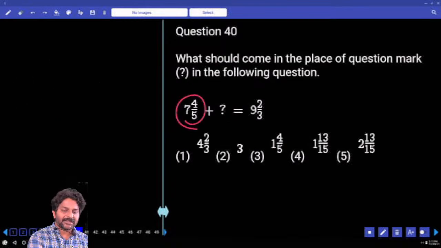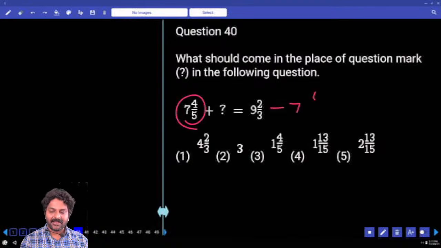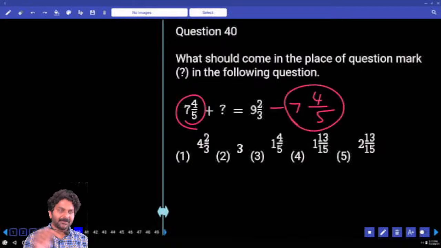This goes to the other side. Agreed? And becomes minus 74 by 5. Instead of this number, can I subtract 8 and add 1 by 5 later? If you want to subtract 90, we will subtract 100, then add 10 later. The same way I am following.